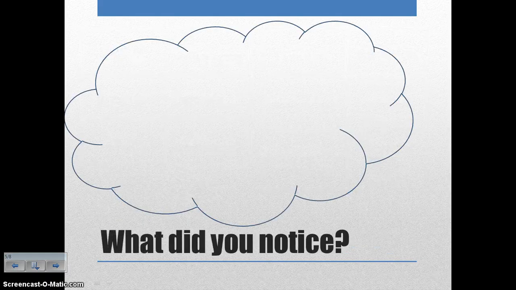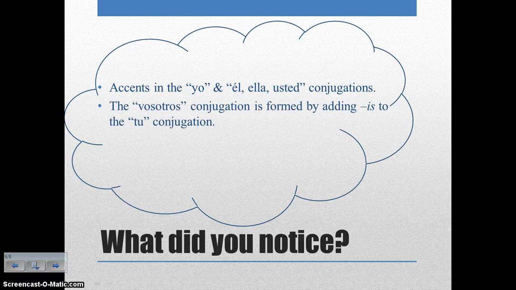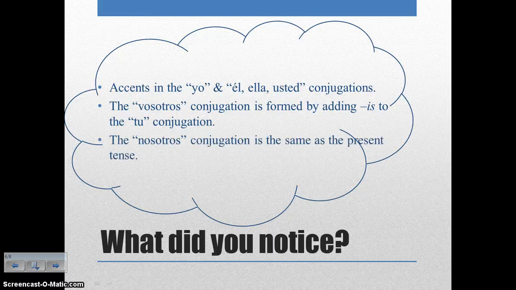Okay, let's see if you picked up some of the same things. We've got accents in the yo and the él, ella, and usted conjugations. The vosotros conjugation is formed by adding is to the end of the tú conjugation. So that one seems kind of overwhelming, but if you think of it that way, then it seems more manageable. And then finally, the nosotros conjugation is the same as the present tense nosotros conjugation. So that one will be easy.